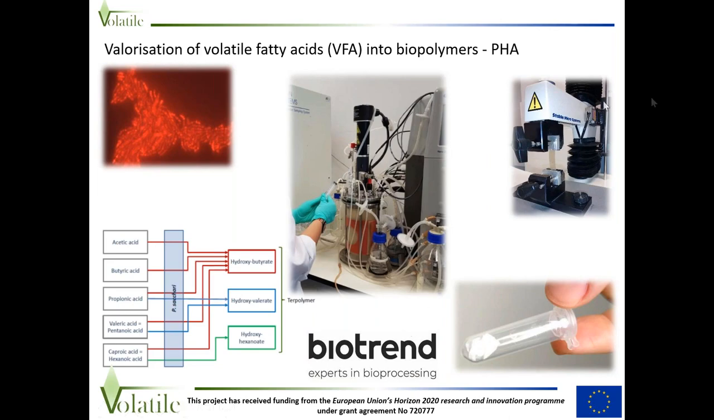So as I said, we developed in the project a process using these volatile fatty acids as feedstock for bacterial fermentation to obtain these polyhydroxyalkanoates. We extracted the polyhydroxyalkanoates and then we transformed them into biofilms to be used as material applications. That was under the lead of Biotrend. As I said already, Bruno Sommerfeld-Reider will give later on a presentation on biopolyesters made from waste streams.